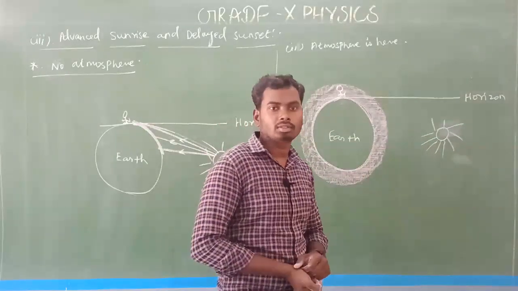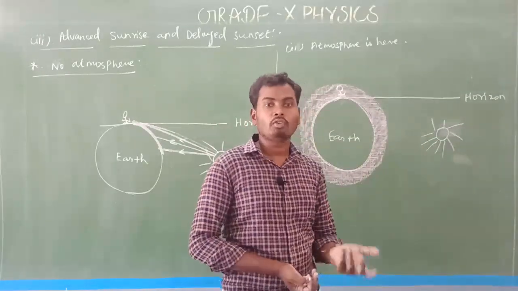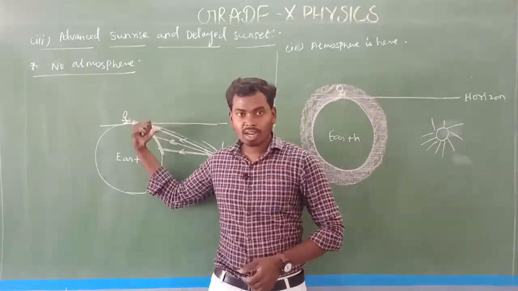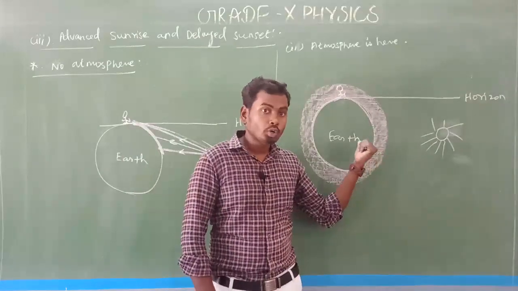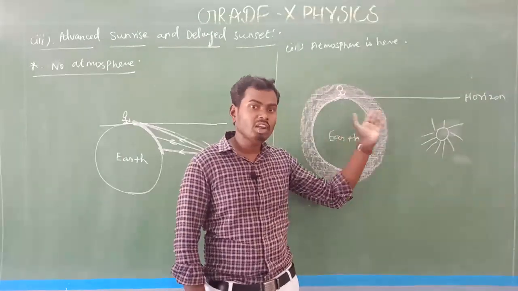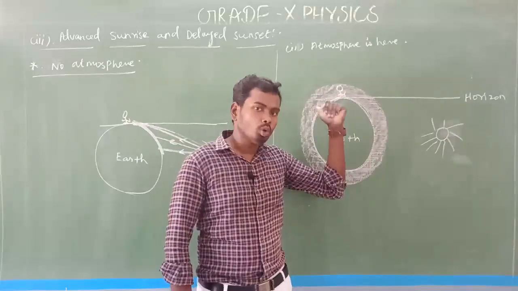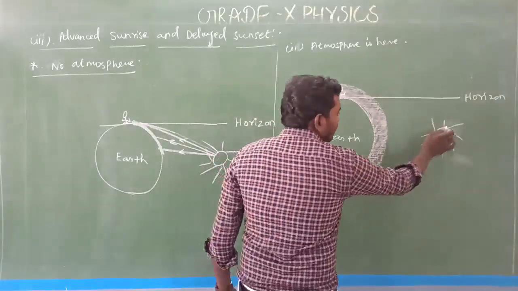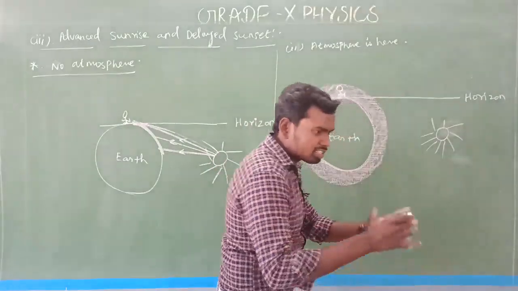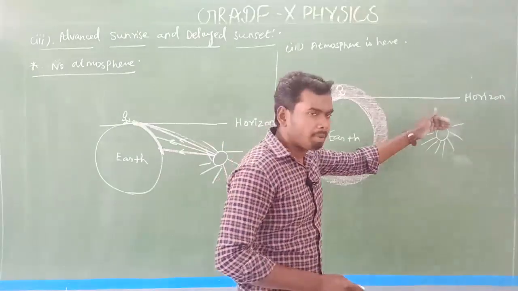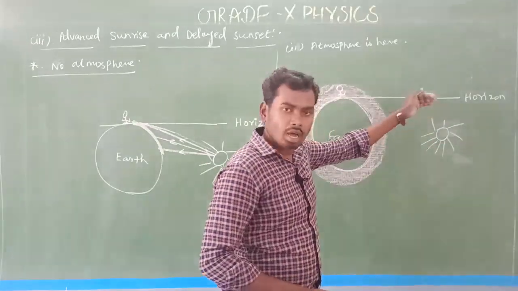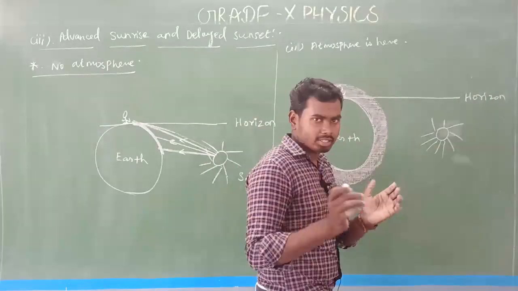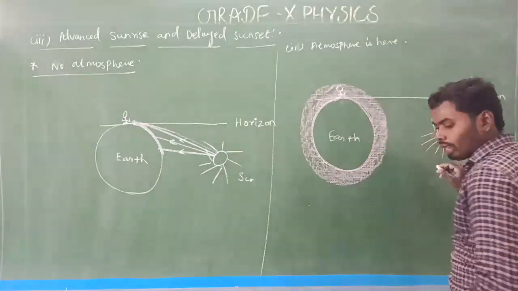Do you think that is possible? Yes, of course that is possible. What is the difference between both? Here atmosphere is not there, here atmosphere is there. Due to the presence of atmosphere, something will happen. Look at here. So many light rays are coming from the sun, which is located below the horizon. Consider just 2 rays, very important.